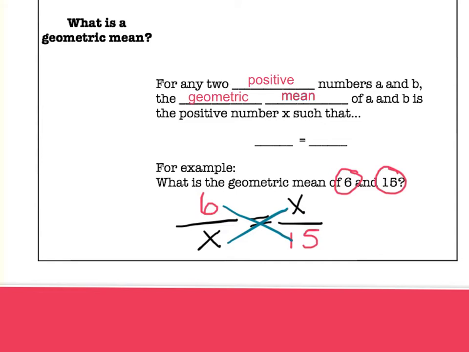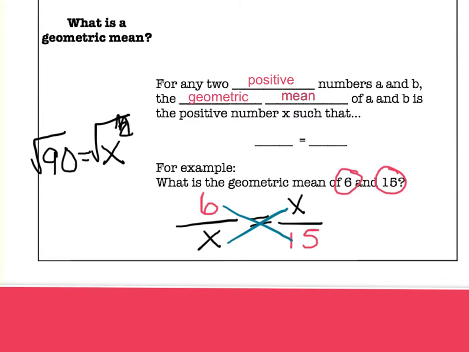So 15 times 6 would give me 90. And this needs to be equal to x times x, which is just x squared. Now to undo a power, we need to take the square root. So we'll take the square root of both sides. So we get the square root of 90 is equal to just plain old x.